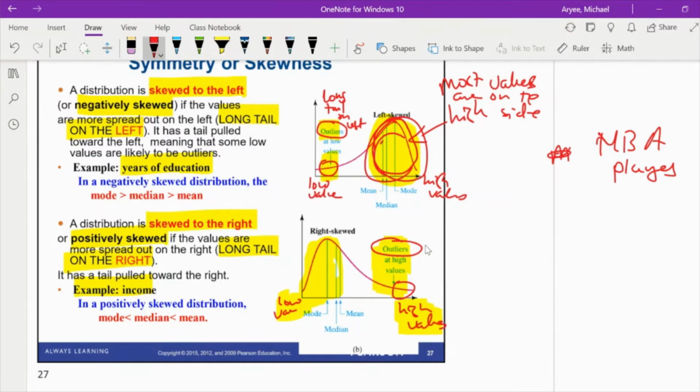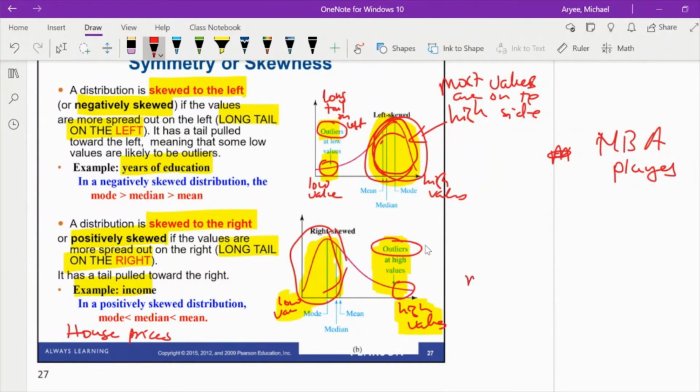Another example could be house prices. In most areas, most of the houses might be within a particular range. Then you could have very few houses that would be very expensive in the same locality. So house prices are an example of a positively skewed distribution, and income is also an example of a positively skewed distribution.